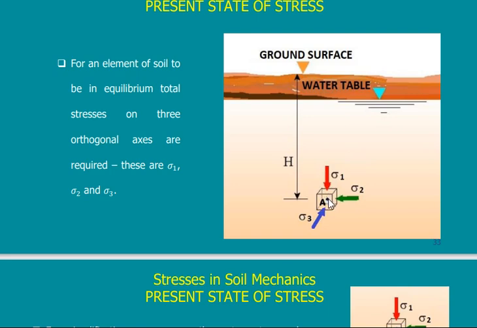So at this point, I have always something called sigma 1, which is the vertical stress. Can anybody tell me what the vertical stress at point A is? For the case you have now, this is the ground surface, this is the water table, and I have a point here. Can anybody tell me what the internal stress, vertical stress sigma 1 at point A is?